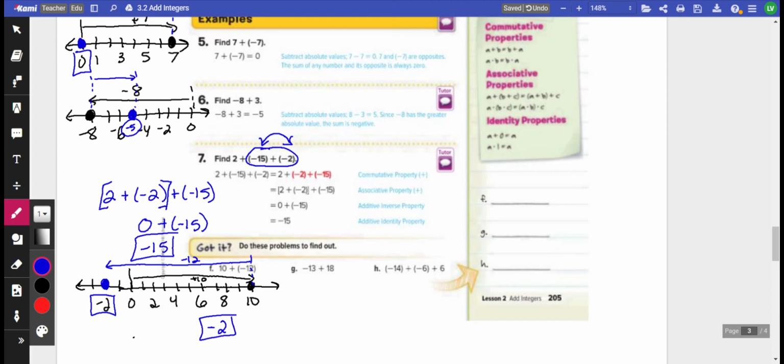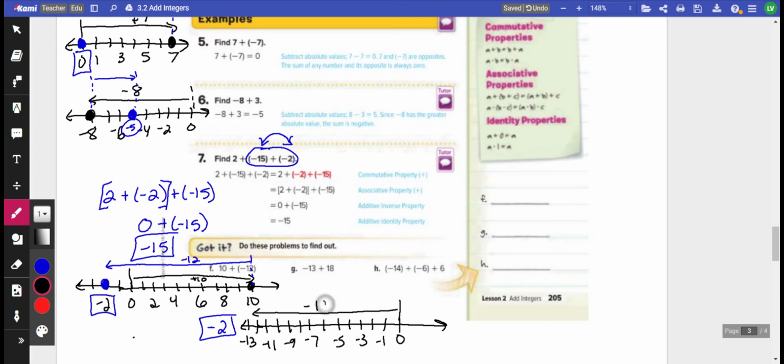For letter G, again, drawing the number line. Well, here's 0. I'm going to go to the left 13. I'm going to label every other one. I am now going to plot negative 13, because if I start at 0 and I go to the left 13, I am at negative 13.